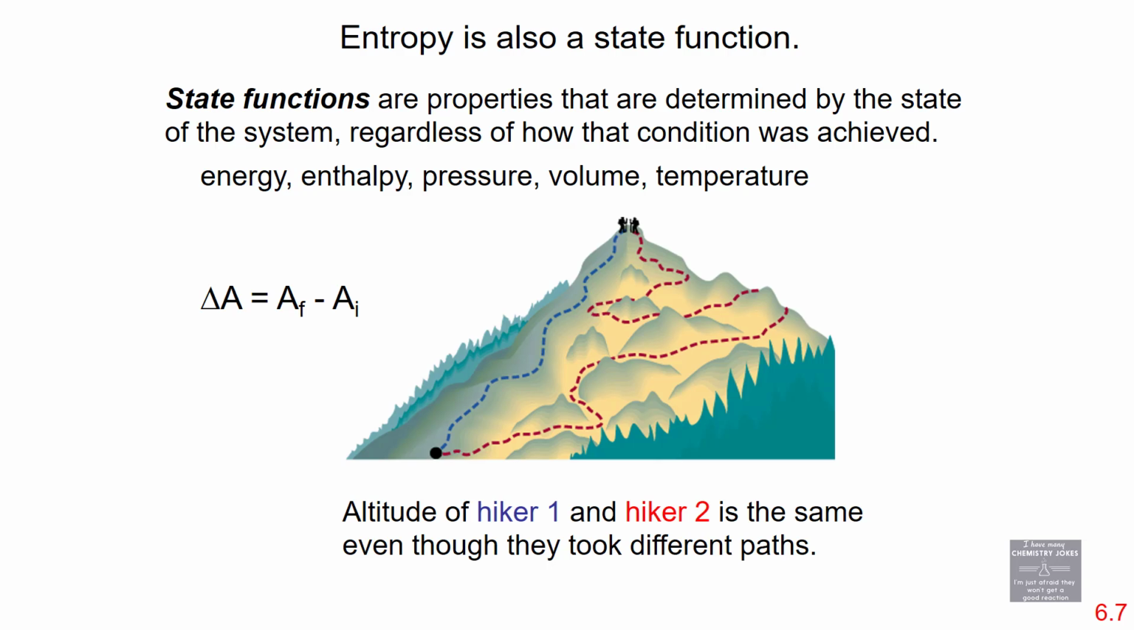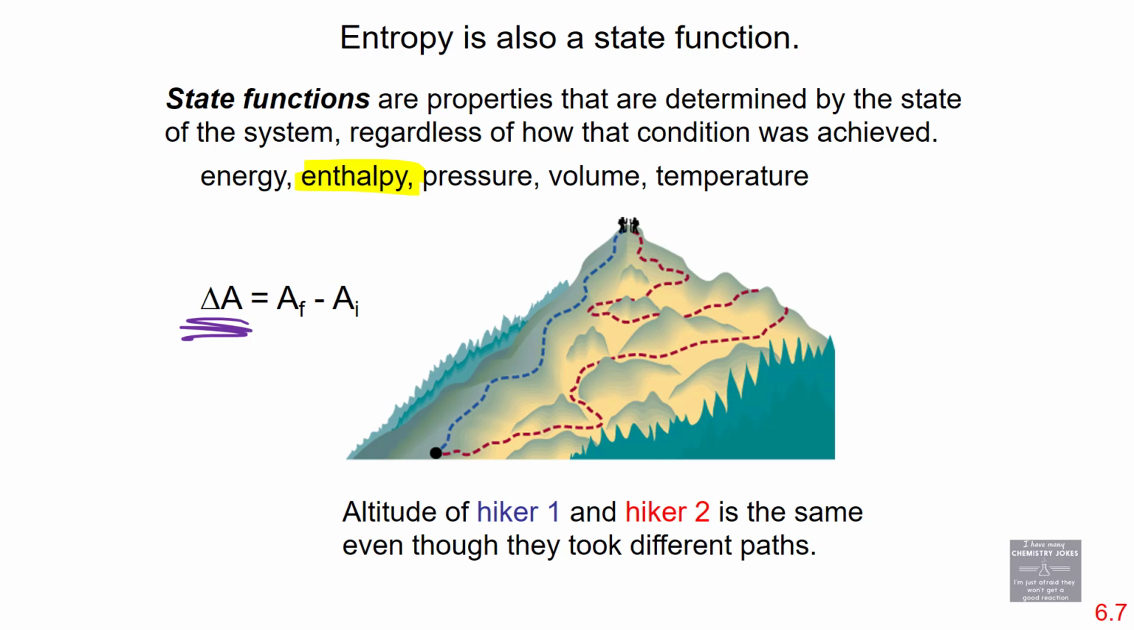Enthalpy that we learned about last semester is a state function, but entropy is also a state function. A state function, it doesn't matter how you get there, but the change is the same. Blue hiker, red hiker. Blue hiker took a shorter path, red hiker took a longer winding path, but both of them ended up at the top of the mountain. They took different paths, but both of them ended up at the top of the mountain. So their change in altitude is the same overall.